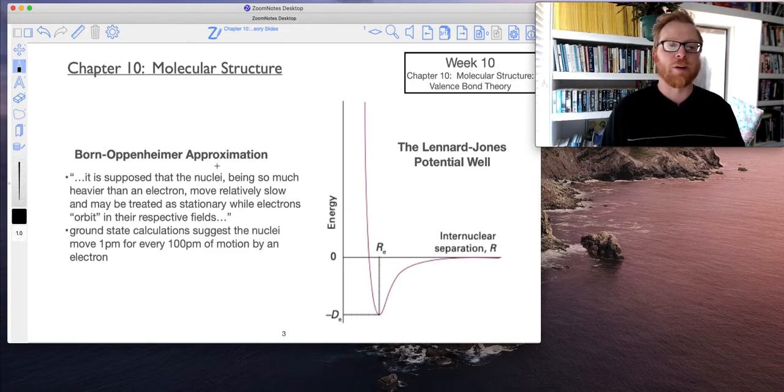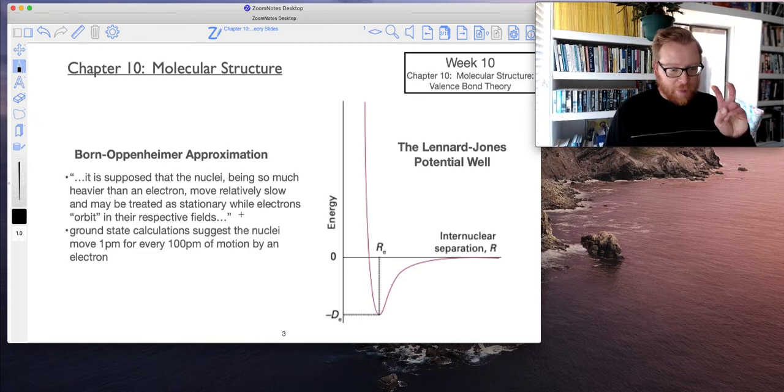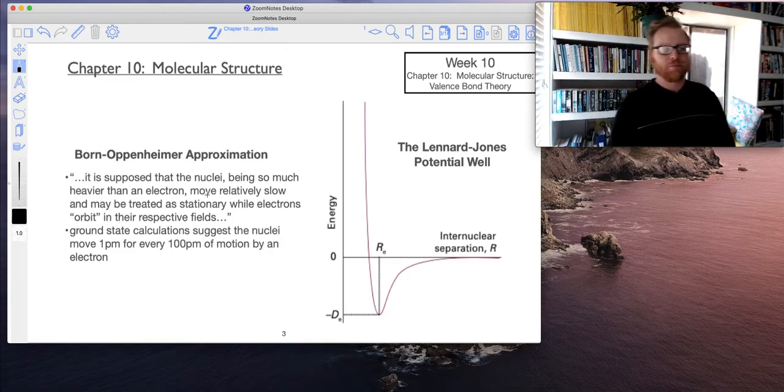So this is really important for studying molecules. It is supposed that the nuclei, being so much heavier than an electron, move relatively slowly and may be treated as stationary while electrons orbit in their respective fields. Calculations suggest that for every 1 picometer a nucleus will move, the electron will move by 100 picometers. Okay. So based on the Born-Oppenheimer approximation, we regard the nuclei as stable, as fixed.